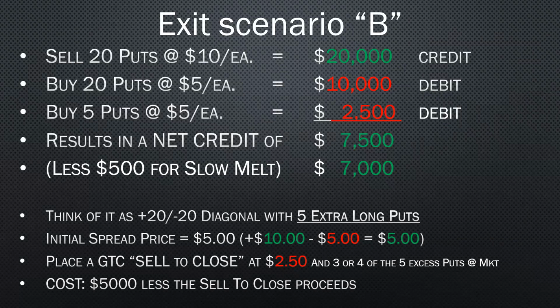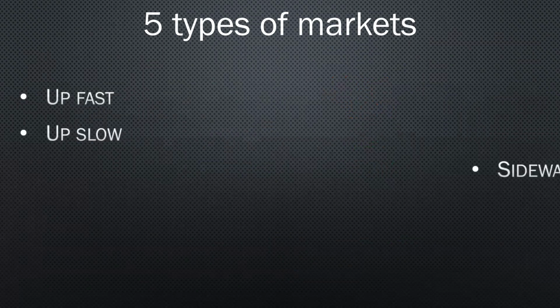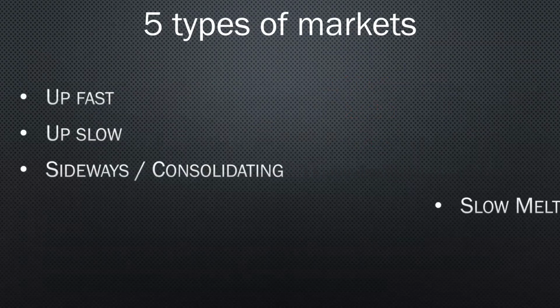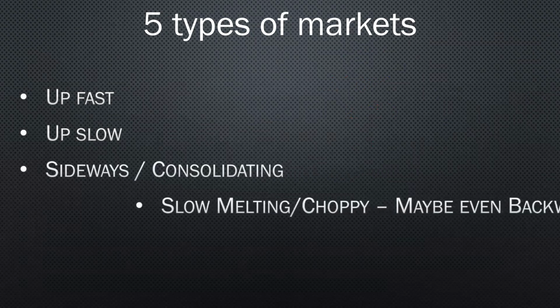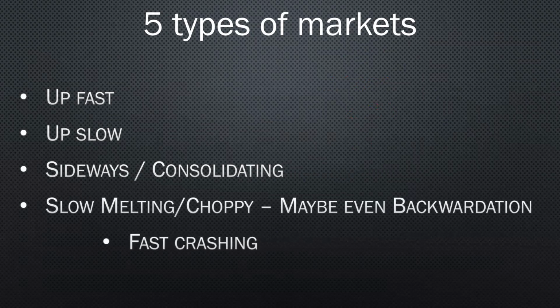Okay, so there are basically 5 different types of markets. Number 1, it goes up very, very fast. We're in a bull rush. And then the more typical, we kind of grind up slowly. Sometimes we go sideways and consolidate for a while. Occasionally, we have a very slow melting, choppy, maybe even backwardation market. And then we have a fast crashing market.